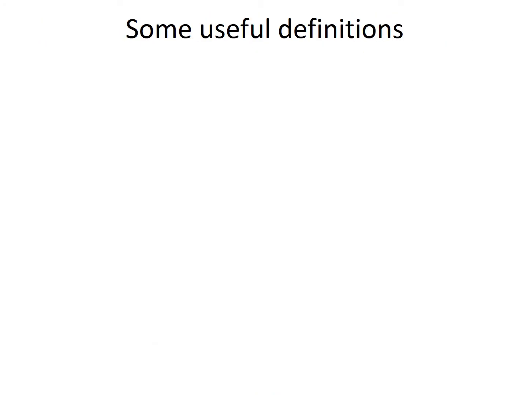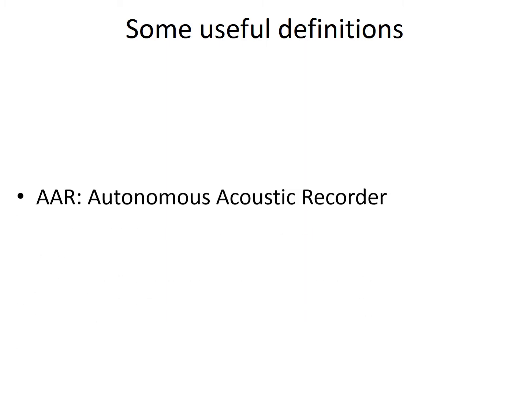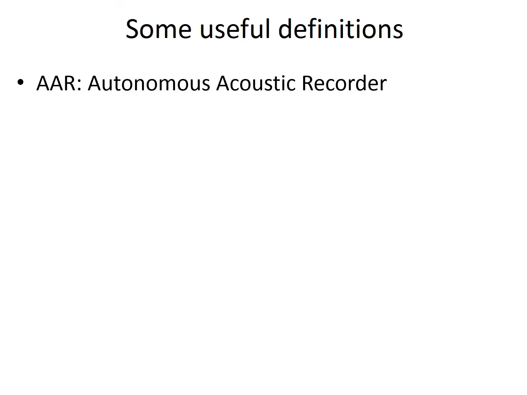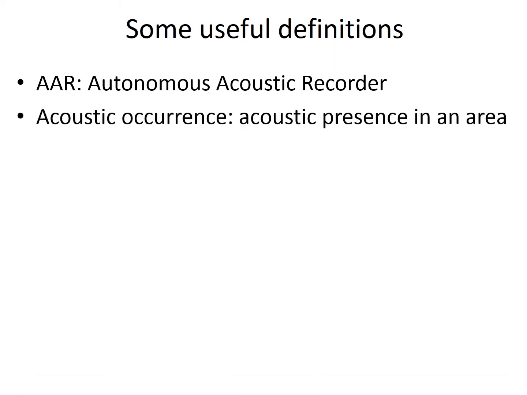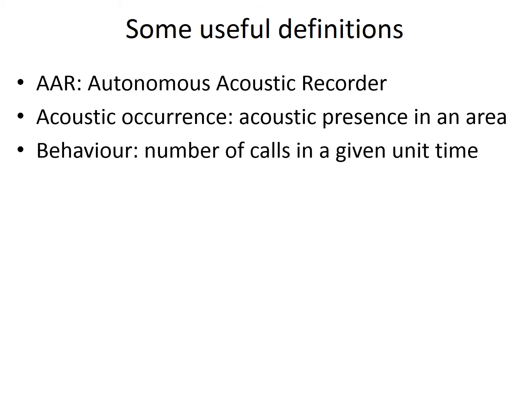Before I go on with this presentation, I would like to define some of the terms that I'll be using throughout this presentation. The first one will be AAR, which is the autonomous acoustic recorder. I'll mainly call it oral. And then we have the acoustic occurrence, which explains the acoustic presence of animals in an area. And then the behavior, which is the number of calls in a given time, and also that can be day, night, season, and also over years.